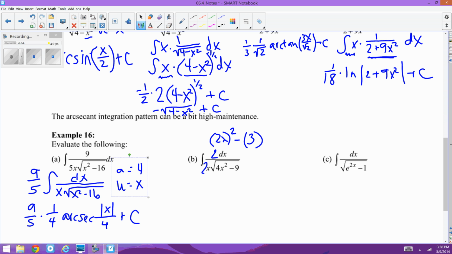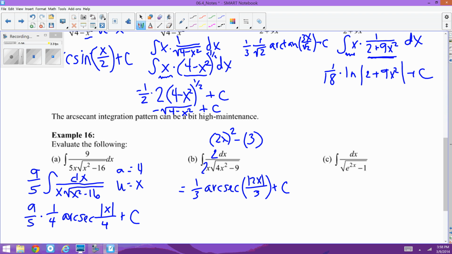All right, now this up at the top is the derivative of my u. I can just apply the formula here. So 1 over 3 arcsecant of, and I had absolute value 2x over 3 plus c.